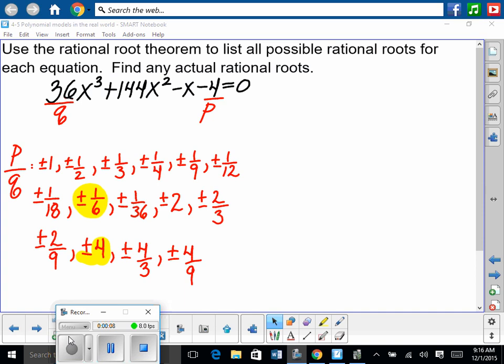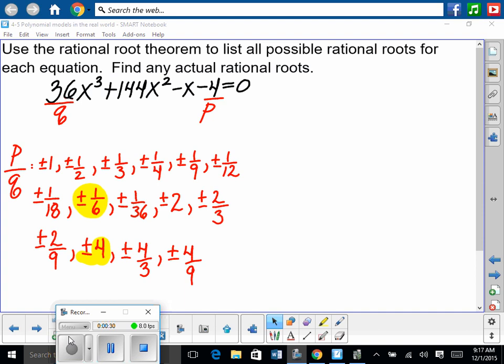So we learned the rational root theorem yesterday, and we learned that if you take P over Q, where Q is the leading coefficient and P is the ending coefficient here, we can list out all the factors of P and Q, and then we take all the possible P over Qs, which number 2 had a lot. This is a lot, right? This one was kind of a nightmare.